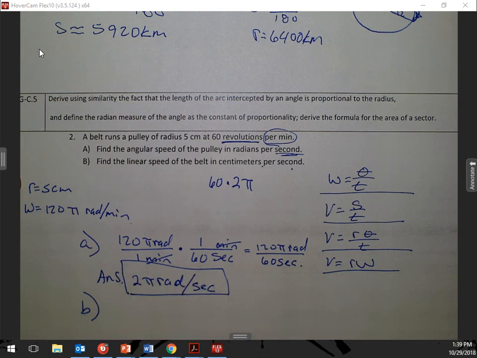So it's going to be V equals R, which is 5 times 2 pi, 10 pi, right? And so together these are going to go into seconds. So V equals 10 pi, and because this was in centimeters right here, right? Yeah. This is going to be centimeters.